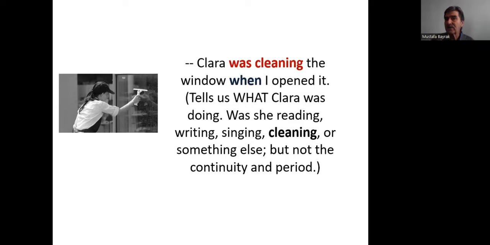Okay. So what was she doing? What was Clara doing when you opened the window? Clara was cleaning the window when I opened it. Oh, it's clear now. I have learned the action. Okay. So this sentence tells us what Clara was doing. Was she reading, writing, singing, cleaning, or something else, but not the continuity and the period. Okay.